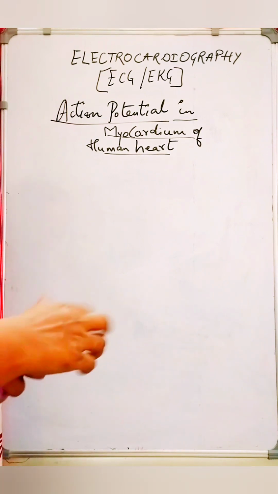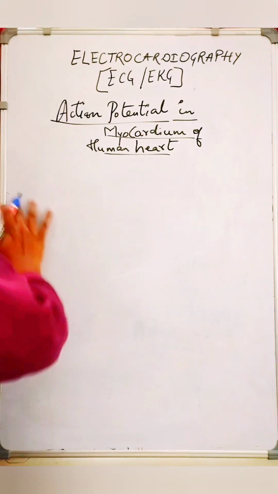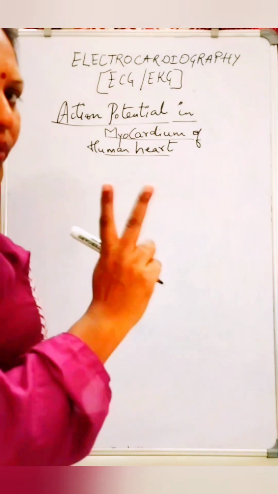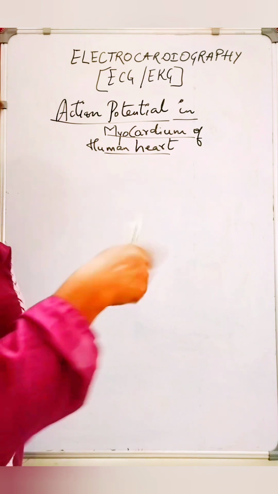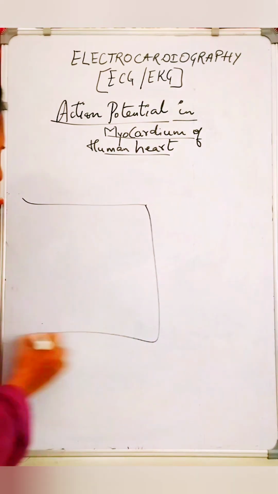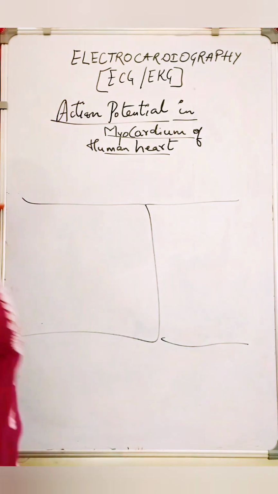But when we come across the action potential of the myocardial cells, let us understand how it actually works. So here I will make two myocardial cells and let us see how the electric impulses are carried on. This is one myocardial cell. This is the second myocardial cell.